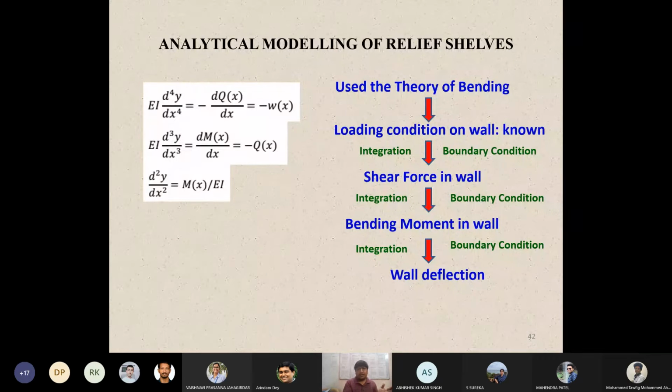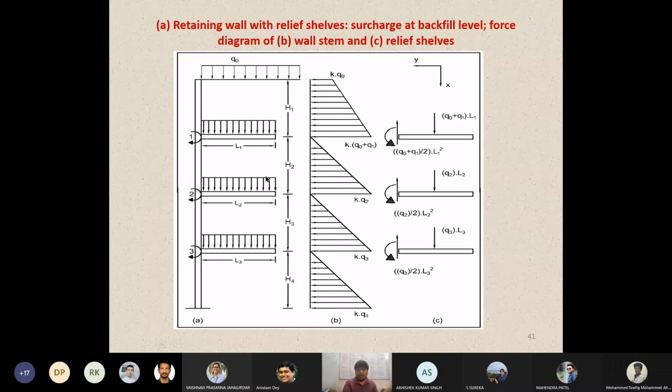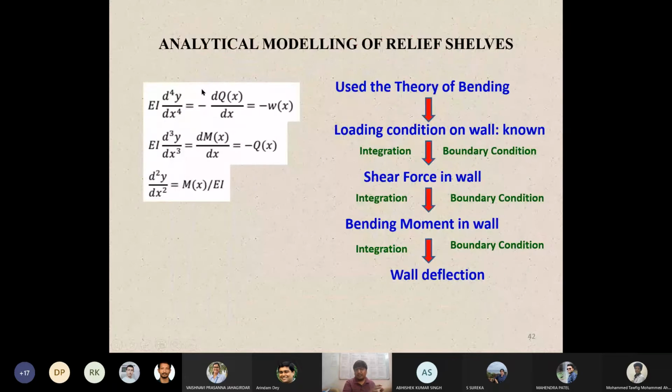Now, I'm not going into the mathematics. What we did is consider this as a beam, and using this analytical modeling, we used the theory of bending. The loading conditions we are very much aware of, and the boundary conditions we are very much aware of. The boundary condition is that this wall is fixed at the bottom and free at the end. Considering these boundary conditions, we have used the theory of bending, and once the loading condition is known, we just keep on integrating.